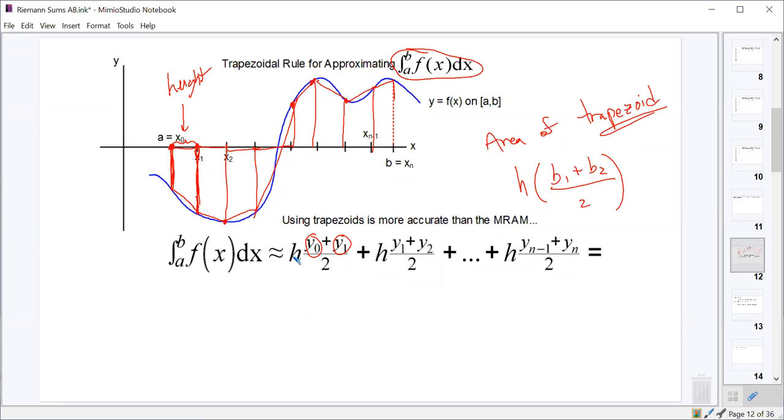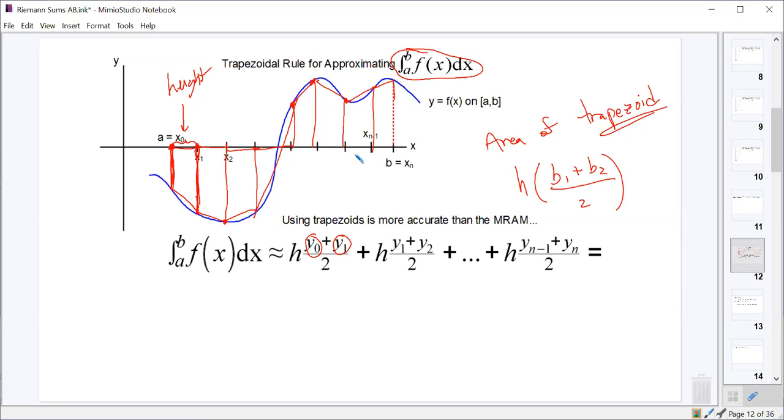Each individual height times base 1 plus base 2 over 2. Then the next height, base 1 plus base 2 over 2. And the next height, base 1 plus base 2 over 2, all the way till I get to the end. And now, there are two different situations that we could be in.